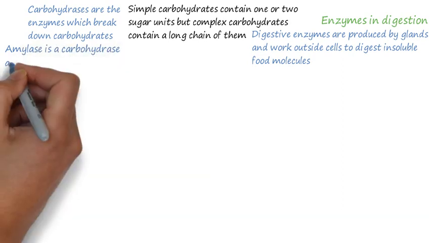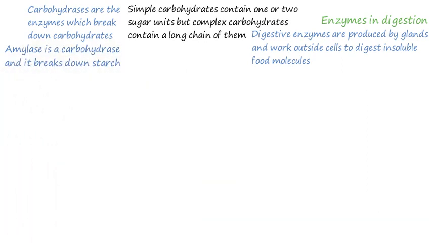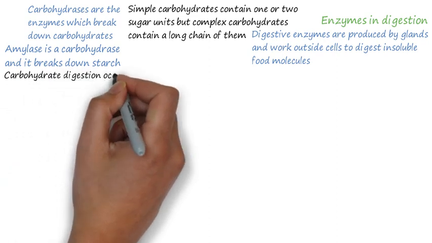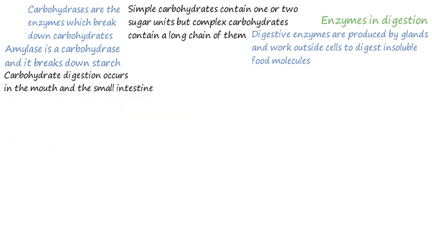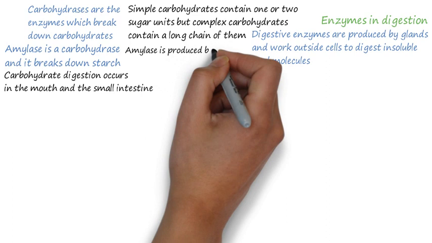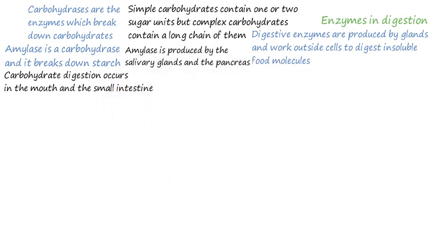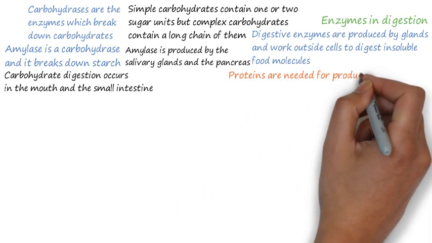Carbohydrases are the enzymes which can break down carbohydrates to simple sugars. Amylase is a carbohydrase and it breaks down starch. The digestion of carbohydrates occurs in the mouth and the small intestine. Amylase is produced by the salivary glands and the pancreas.